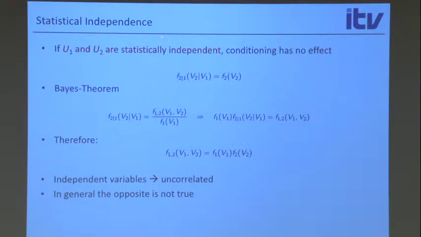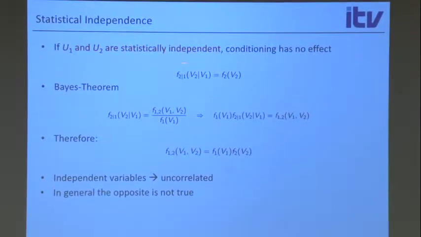Now if U1 and U2 are statistically independent, then the conditioning has no effect, and the conditional PDF is equal to the marginal PDF. That's kind of obvious. Bayes' theorem here also says that if V1 and V2 are independent, then the joint PDF is equal to the product of the marginal PDFs. Only if these two are independent is this the case.